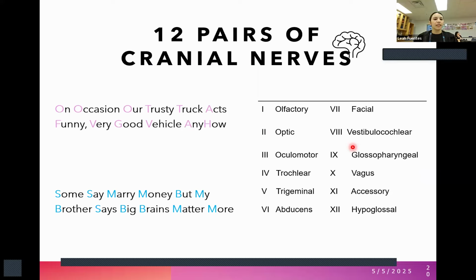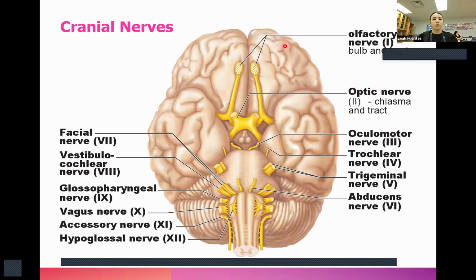Okay, and then we start getting into our cranial nerves. For your exam, you're going to need to know the cranial nerves by name and then also by Roman numeral. The way I've seen it asked is they'll give you the Roman numeral and then ask you to write out the name of the nerve, or they'll give you the name of the nerve and then ask you to write out the Roman numeral. So here's 1 through 12.